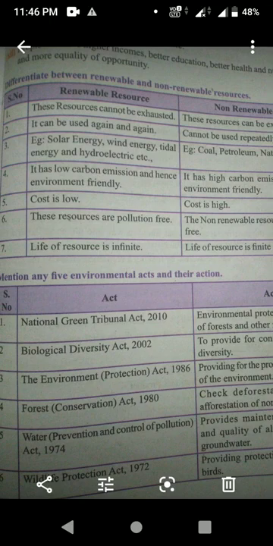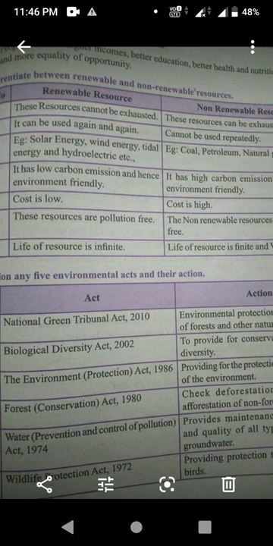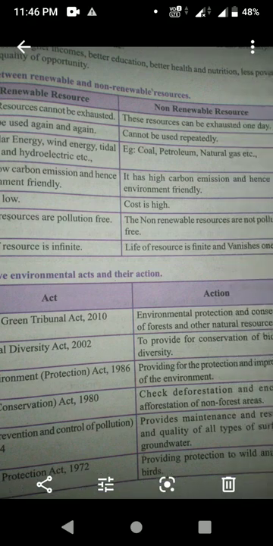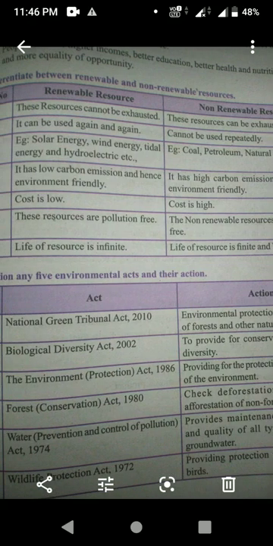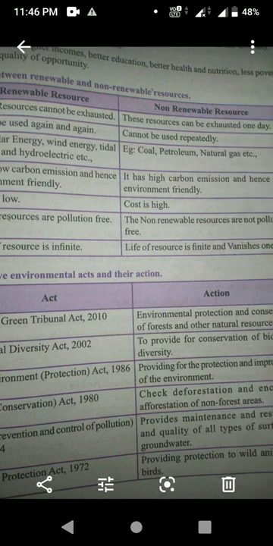Cost is low for renewable, cost is high for non-renewable. Renewable resources are pollution free. The non-renewable resources are not pollution free. Life of renewable resources is infinite; life of non-renewable resources is finite and they vanish.